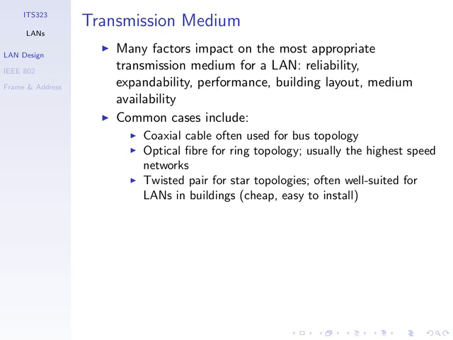So when we design a LAN, we need to choose the topology. Then we need to choose what transmission medium to use for the links. What technology for the links. And there's no one best answer for what transmission medium to use. It depends on different factors. It depends on what level of reliability we want. How many bits per second do we want to be able to transfer? What level of performance? What's the layout of the building?